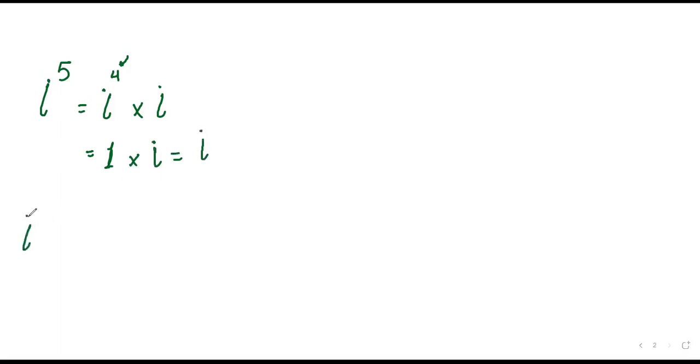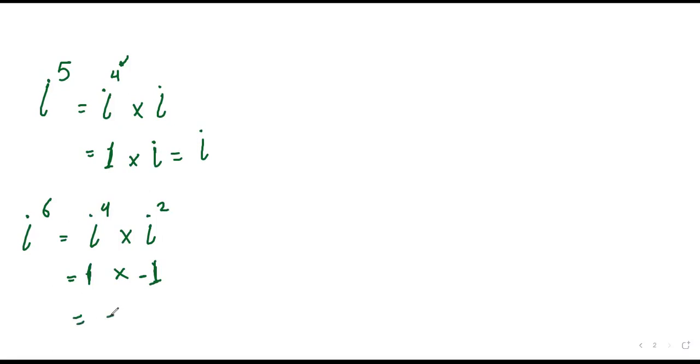And i raised to the power of 6 is i to the power of 4 times i to the power of 2. So i raised to the power of 6 is 1 times i raised to the power of 2, which is negative 1.